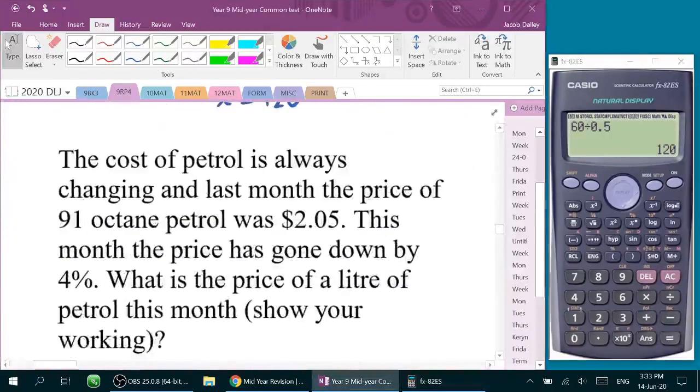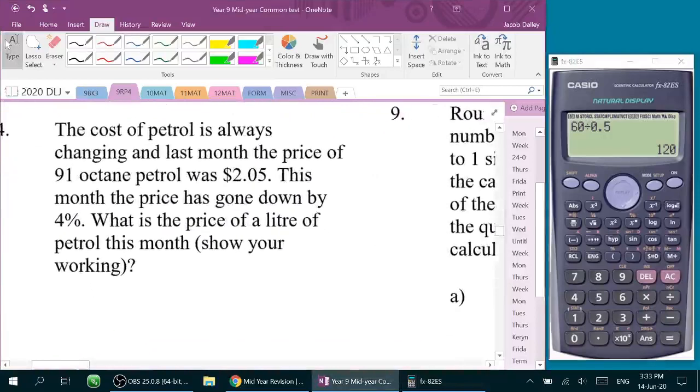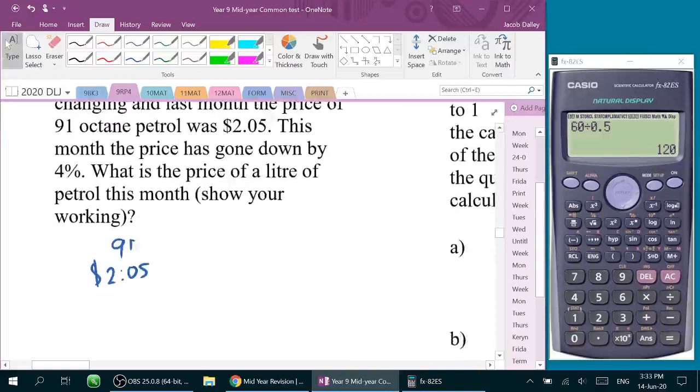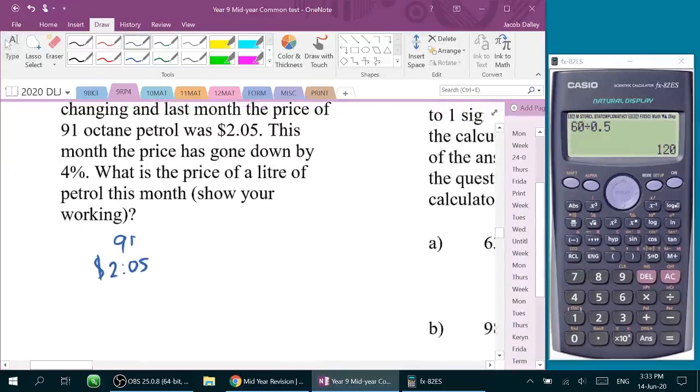Alright, the cost of petrol is always changing, and last month the price of 91 octane petrol was $2.05. This month the price has gone down by 4%. What is the price of a litre of petrol this month? Show your working. So if we wanted to work out 4% of 2.05, we simply multiply by 0.04. So that is 4% as a decimal.